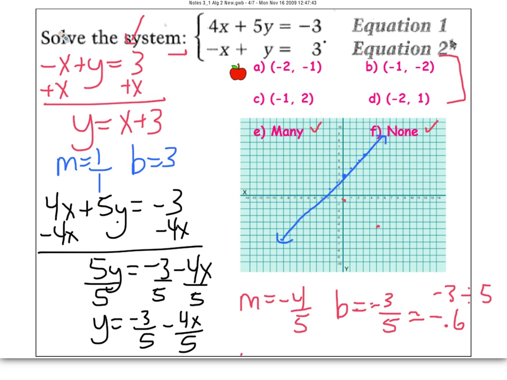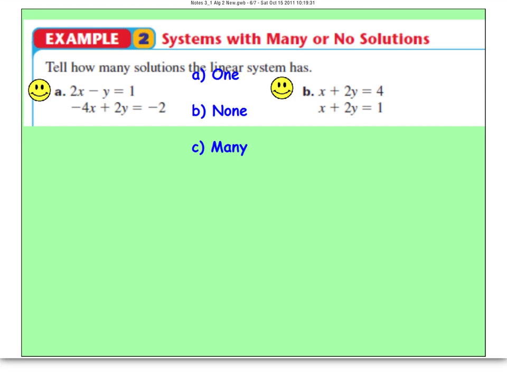And if you connect these two dots, you'll get this line, and you're going to see that they cross at approximately, it looks like, negative 2, negative 1. So there is at least one answer. In this case, it's going to be negative 2, negative 1. If they didn't cross, there'd be no solutions. If they were laid right on top of each other, there'd be many. Now let's graph these and see just how many solutions there are.